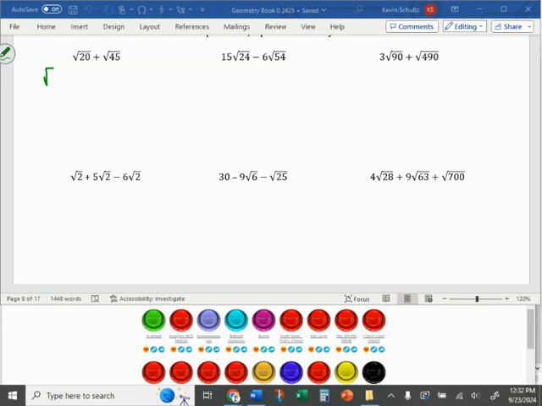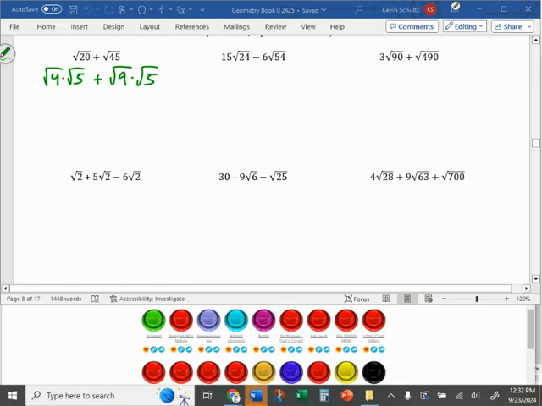Okay, we're going to start by breaking these apart. Get that perfect square factor. Root 4 times root 5. Root 9 times root 5. Do we like what we see here? Yes. 5 root 5. That's it. Good job, James. So the root 4 becomes a 2. The root 9 becomes a 3.